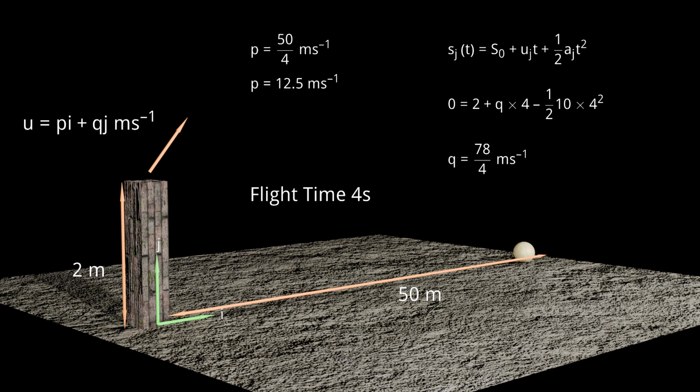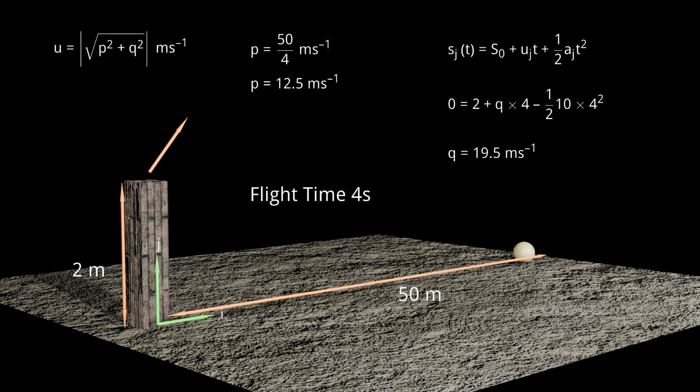Which comes out to be 19.5 meters per second. To determine the magnitude of the velocity vector, we take the square root of the sum of the squares of its horizontal and vertical components, p and q, respectively. So, the ball's initial velocity works out to be 23.16 meters per second.